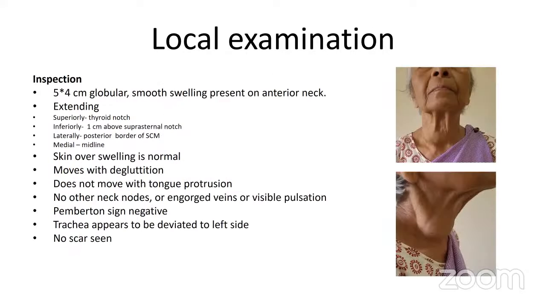So in local examination, a 5 by 4 centimeter globular, smooth swelling is present on the anterior part of the neck, extending superiorly to the thyroid notch, inferiorly 1 centimeter above the suprasternal notch, laterally to the posterior part of the sternocleidomastoid muscle, and medially reaching up to the midline. Skin over the swelling is normal. It moves with deglutition. It does not move with tongue movement. No other lymph nodes were palpated. No engorged veins or visible pulsations. Pemberton sign is negative. Trachea appears to be deviated to the left side. There was no scar seen on the neck. Shall I move on?